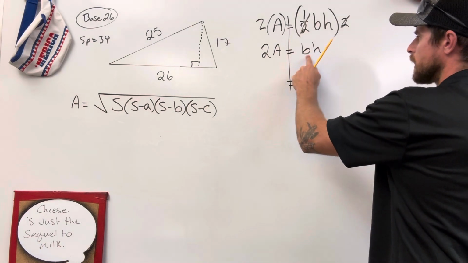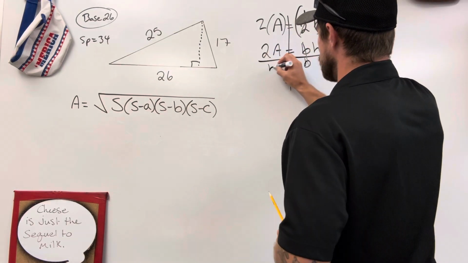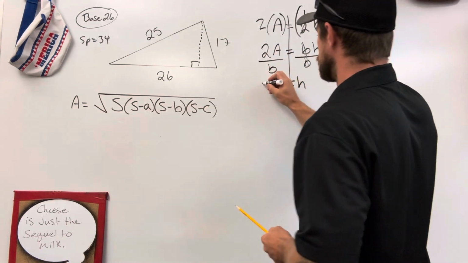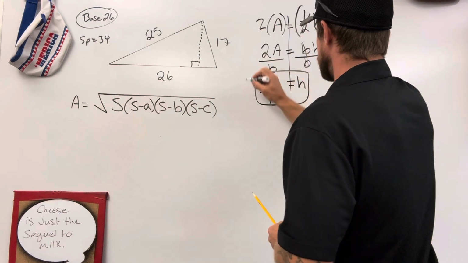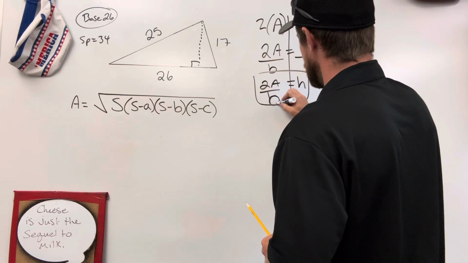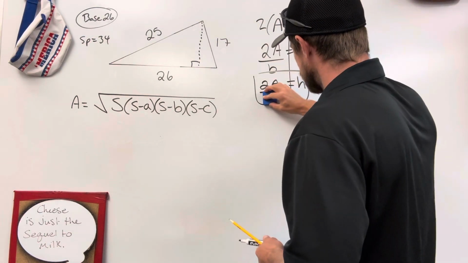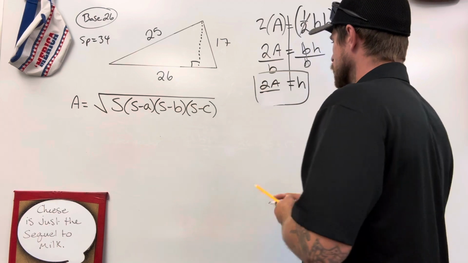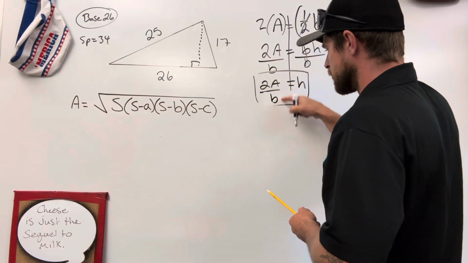These are being multiplied, so we're just going to do the inverse. We're going to divide by B to cancel, divide by B. So H is equal to 2A over B. This will be the formula we use once we have, oh, that looks like a 6. Let me fix that. That's the formula we're going to be using once we get an A and a B to plug information in here.